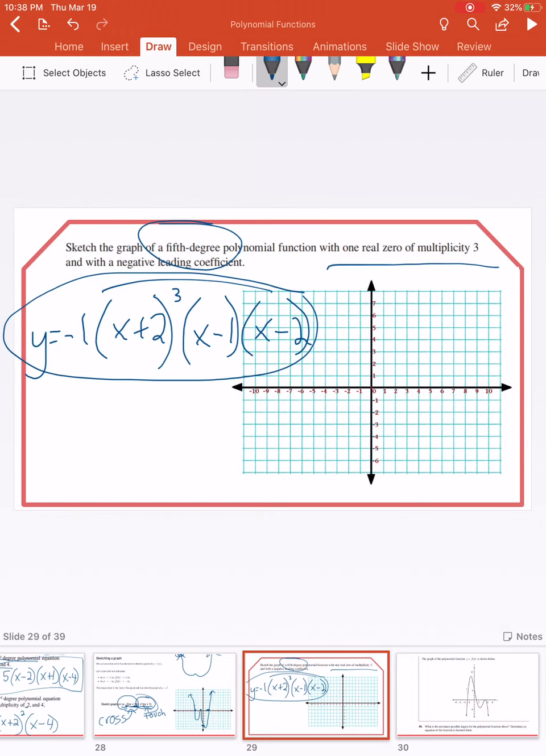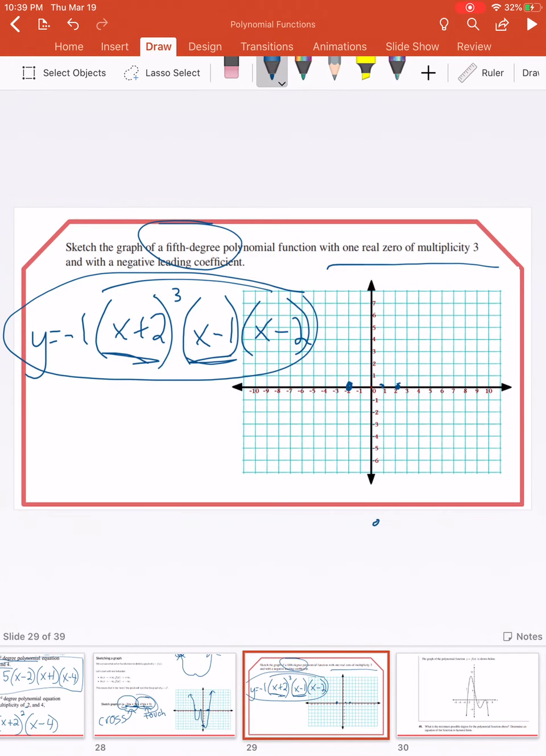Okay, and whenever we're graphing, we're looking at some key points. So I'm looking for those roots, those x-intercepts, making sure they're in the right place. So if I have x plus 2, I know I need to have a root at -2. If I have x minus 1, I need a root at +1 and also a root at +2. Our y-intercept, I'll also pay attention to. It's at -16, so it's going to be way down here.